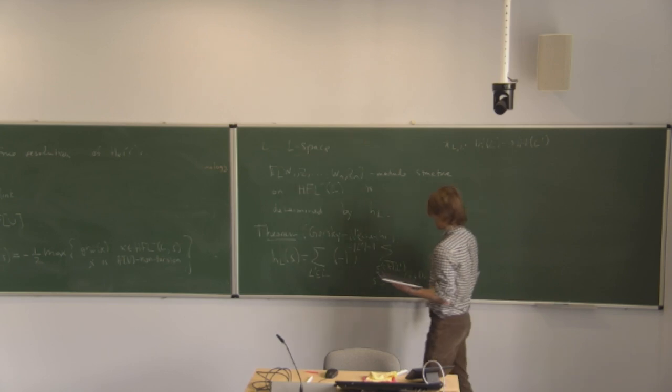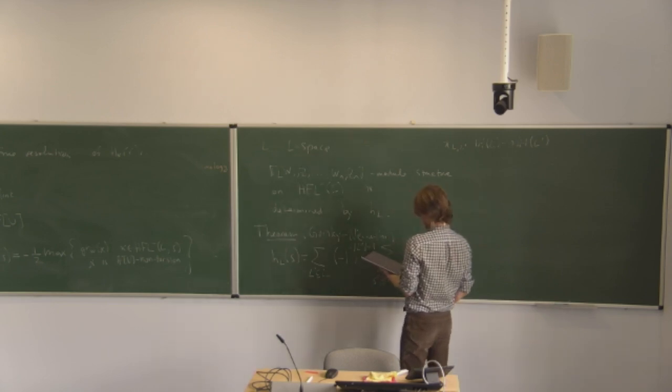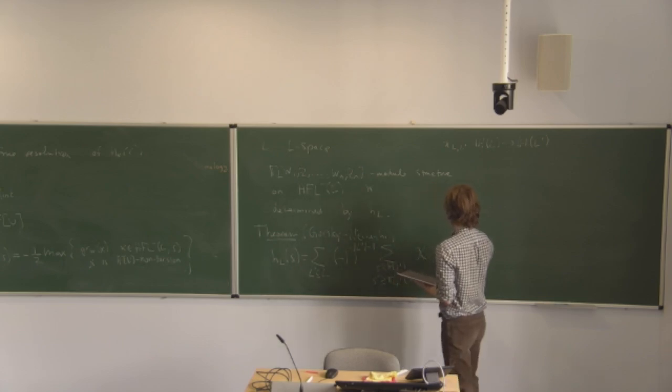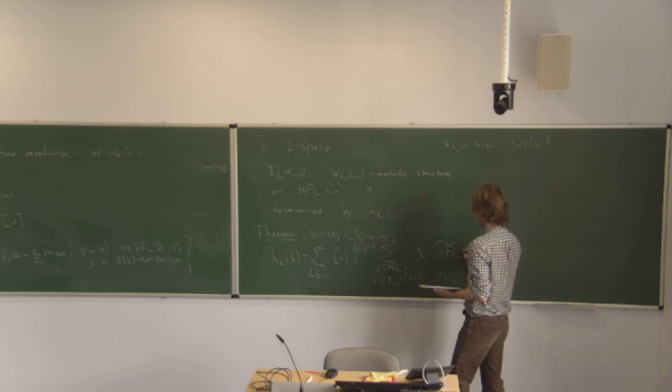And what do I want to sum? Well, I want to sum the Euler characteristic of a different version of link Floer homology. Okay, and I'll tell you what this version is. I'm just going to make up some terminology for it.